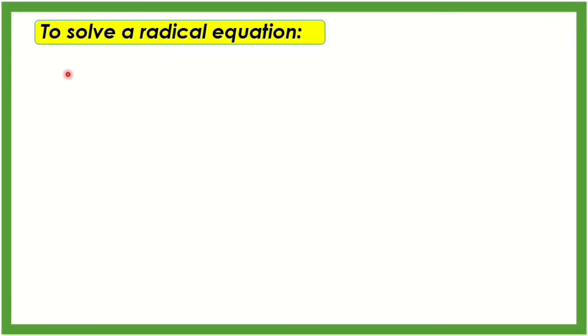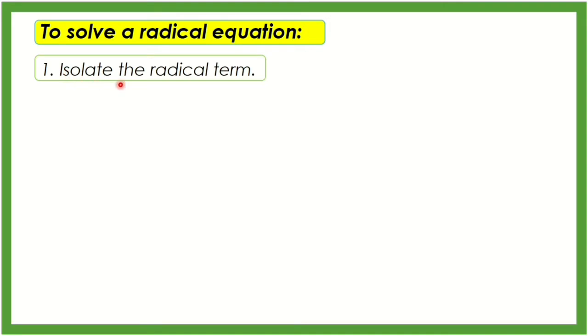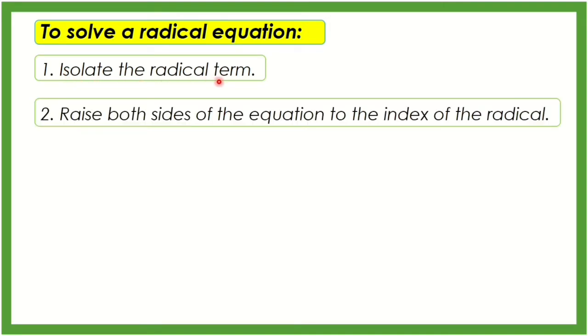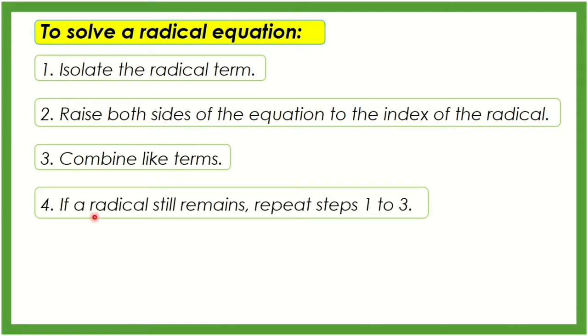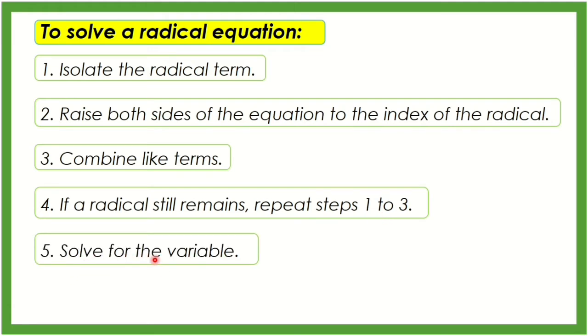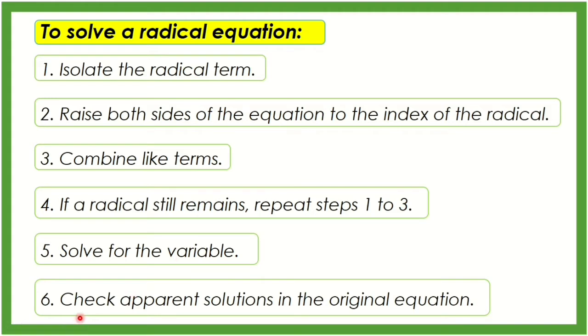To solve a radical equation, these are the steps. Step 1, isolate the radical term. Number 2, raise both sides of the equation to the index of the radical. 3, combine like terms. 4, if a radical still remains, repeat steps 1 to 3. 5, solve for the variable. And 6, check the apparent solutions in the original equation.